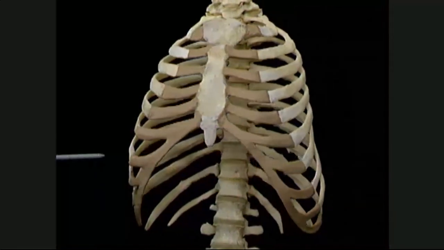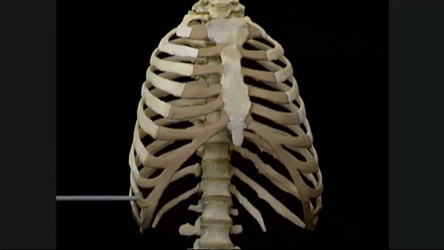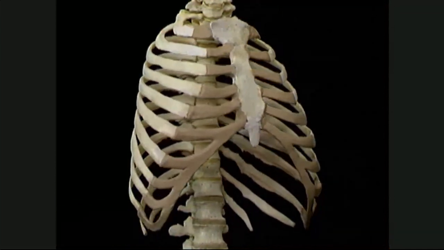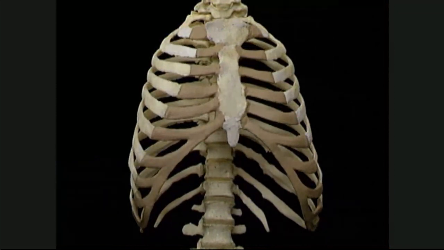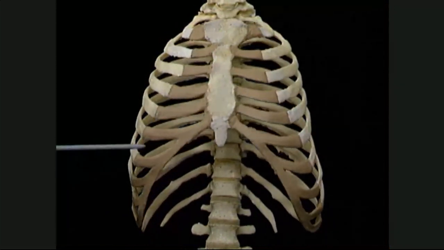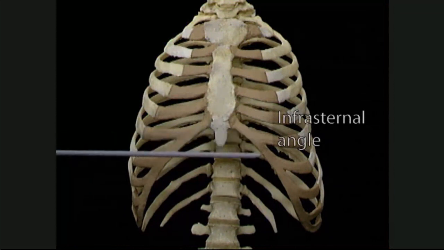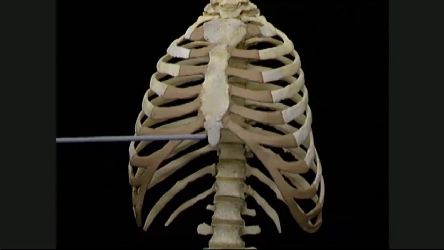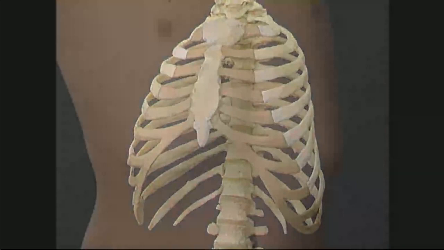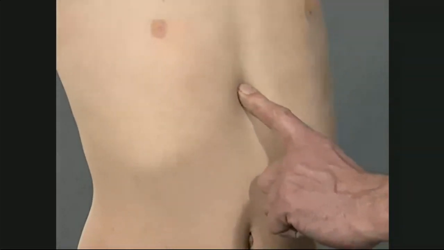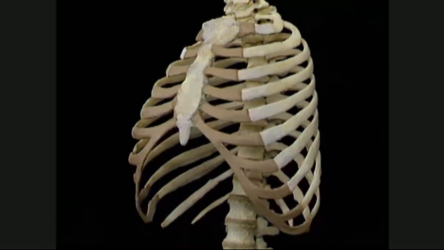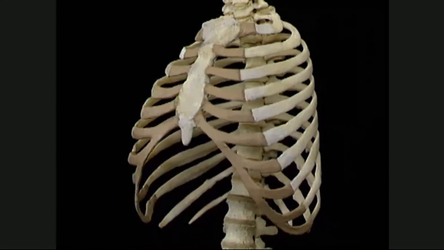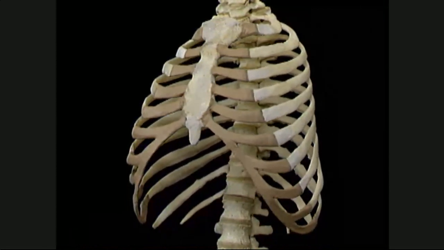The lowest 4 costal cartilages, the 7th, 8th, 9th, and 10th, join onto one another in series, forming the costal arch. The angle between the 2 costal arches is called the infrasternal angle. The xiphoid process projects downwards in the infrasternal angle, where it can easily be palpated. The 11th and 12th ribs aren't attached to the costal arch. Since they're not linked to the sternum, they're called floating ribs.